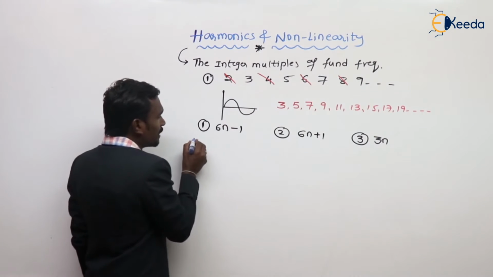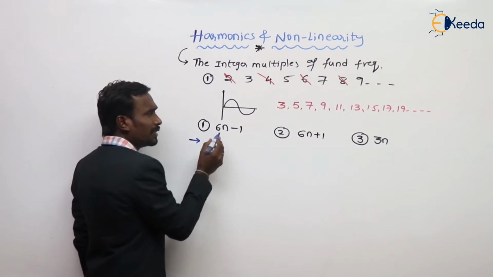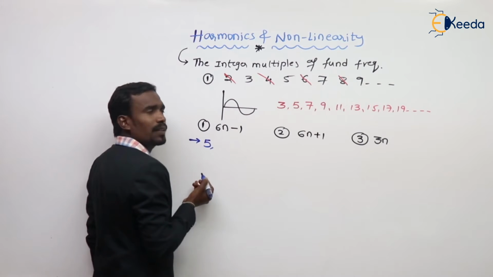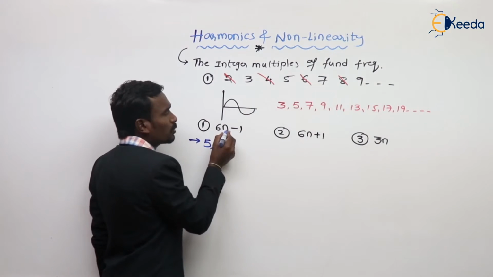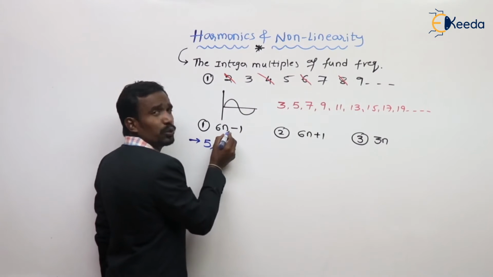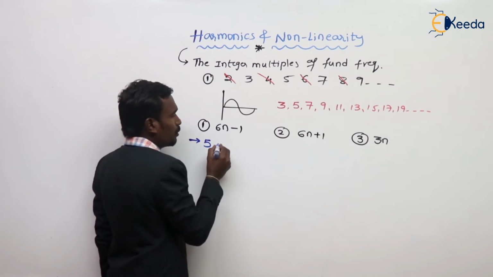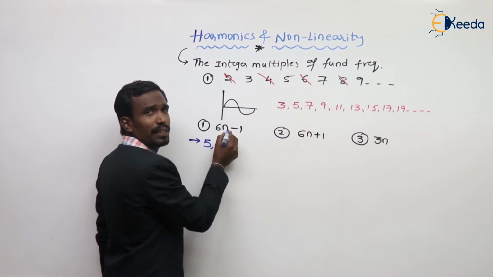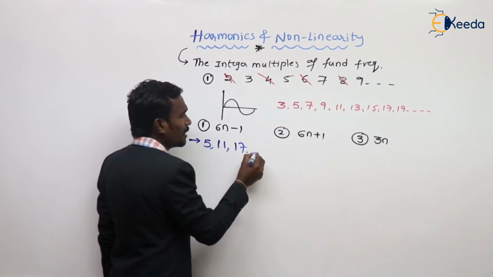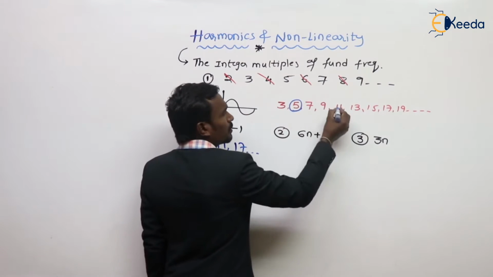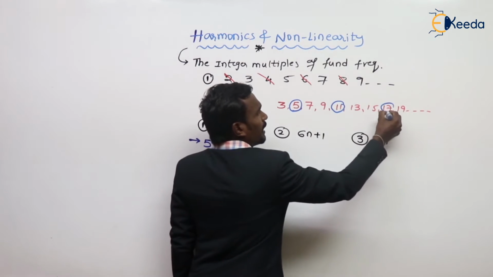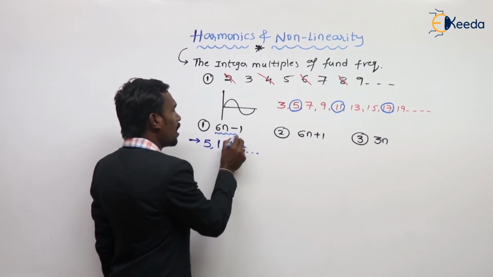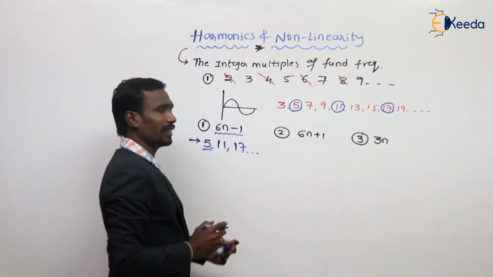For example, the 6n-1 group: 6 into 1, 6 minus 1, is 5. For n equals 2, 6 twos are 12, 12 minus 1 is 11. 6 into 3 is 18, minus 1 is 17, and so on: 5, 11, 17, and so on. These are called 6n-1 harmonics, or fifth group harmonics.